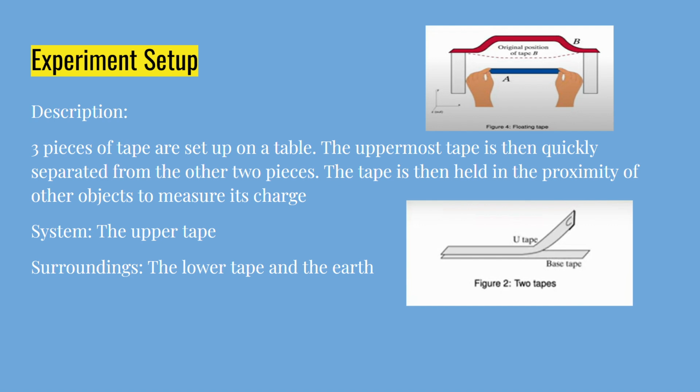Now the upper tape refers to the one that got ripped off of, not the one that was ripped. It's one of the positively charged ones. The lower tape is the surroundings, because in order to find the charge of the two, we had to compare one to another. Therefore, we made one of them our system, one of them our surroundings. We made the Earth the rest of our surroundings, because anything that it touches would be grounded, and its charge is relative to the Earth, which is neutral.